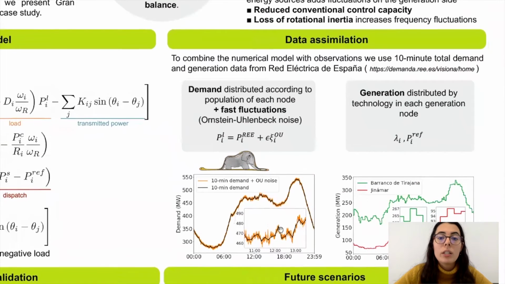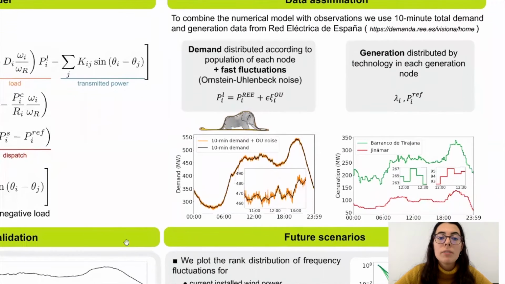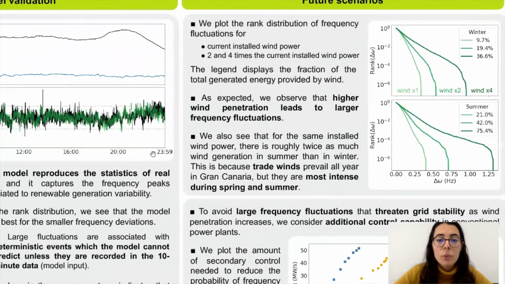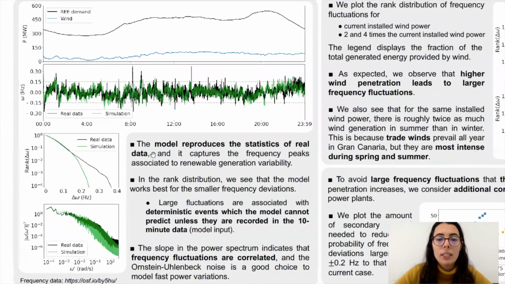One of the most interesting features of our model is the fact that we use real data. We have 10-minute total demand and generation data. We distribute the demand according to the population of each node, and we add some correlated noise to model the fast variations. For the generation, we distribute it by technology in each generating node. These are the values that we will use as the reference power to force the power plants in a dispatch-like manner.